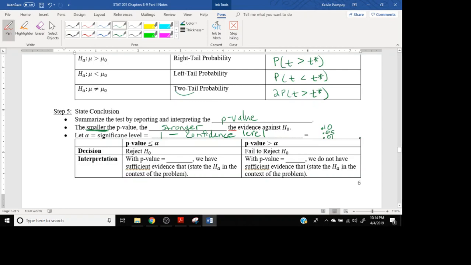And the way we ensure that we reject or fail to reject our null hypothesis correctly is that if our p-value is smaller than that alpha, we reject, and we say with p-value equal to whatever p-value we get in practice, so we'll fill this in with the number that we get for our p-value, we have sufficient evidence that our alternative hypothesis is the way we want to go. Or if our p-value is greater than alpha, we do not reject, or we fail to reject the null hypothesis, and we say we do not have sufficient evidence that the alternative hypothesis is true. Okay? And that wraps up the 5 steps to our hypothesis test.